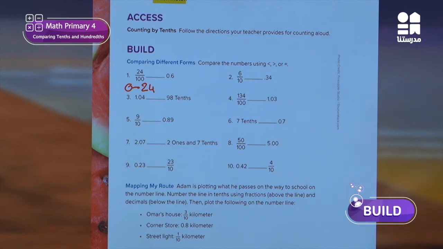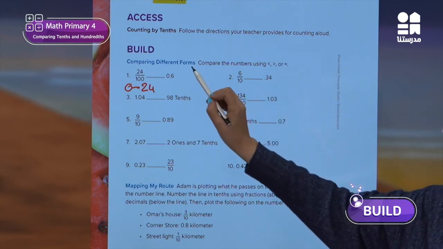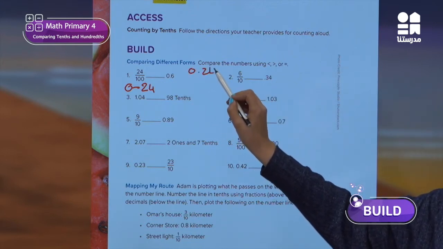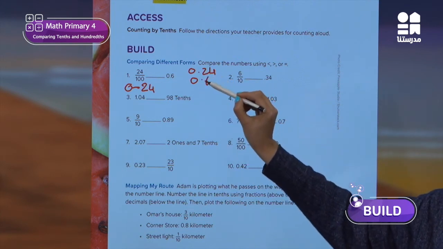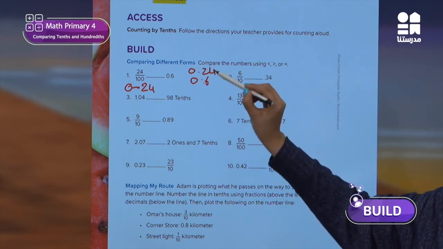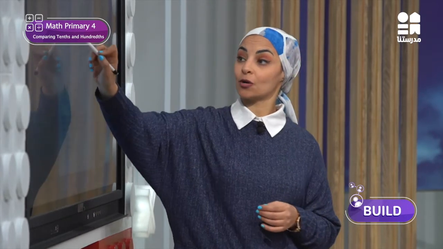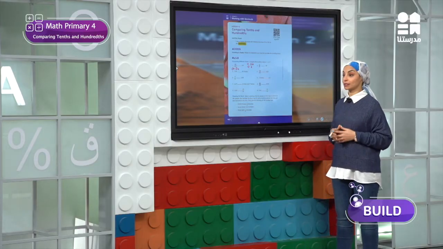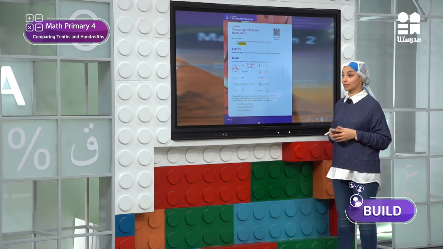Then what should I do? I will write them under each other. يبقى هكتب 0.24 وتحتها على طول 0.6. لازم البوينت تبقى under البوينت، الوانس under the ones، tenth under the tenth. Okay. طيب as you can see there are no whole numbers. The whole numbers are 0. يبقى هبدأ to compare between the tenths place.